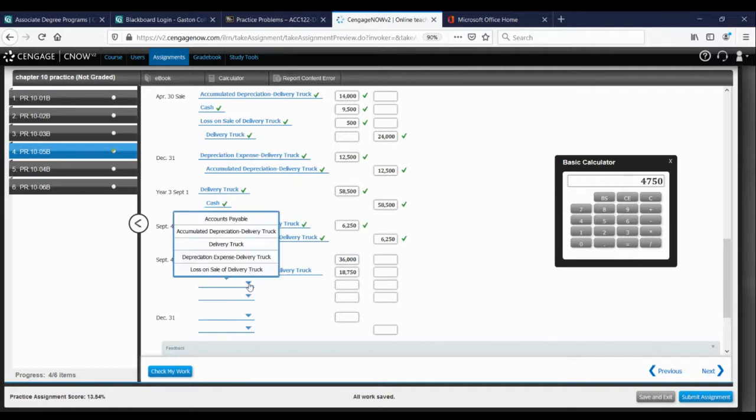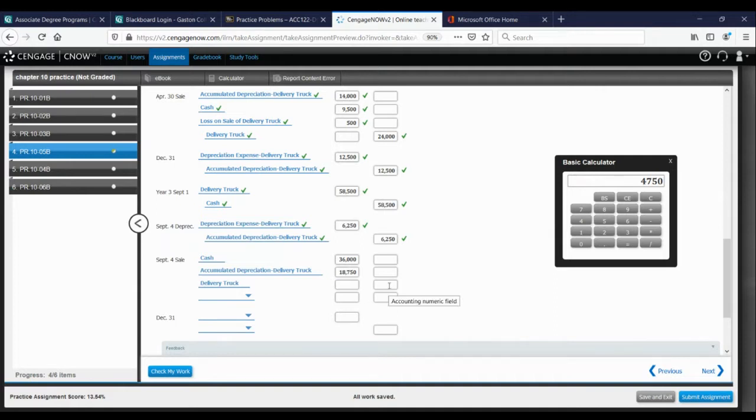The credits will be a reduction of our delivery truck. We're going to subtract, or credit, the cost of the delivery truck out of here, and our delivery truck cost us $50,000. Remember, this was the second truck that we had purchased.